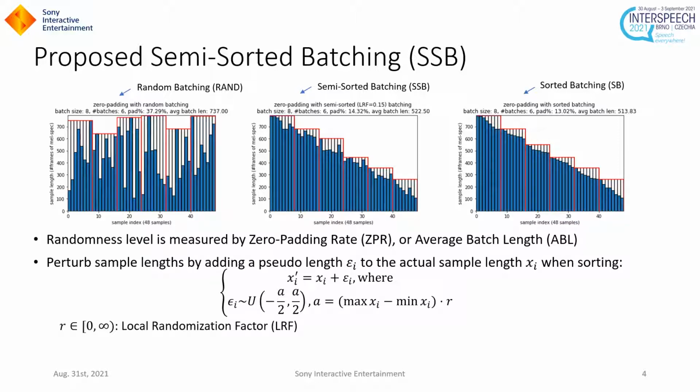To add some randomness in sorting, we perturb the sample length by adding a pseudo-length epsilon_i to the actual sample length x_i when sorting. The pseudo-length added is a uniformly distributed random variable, which is bounded by the maximum and minimum length of the samples. The variance of the pseudo-length variable is determined by R, a local randomization factor.